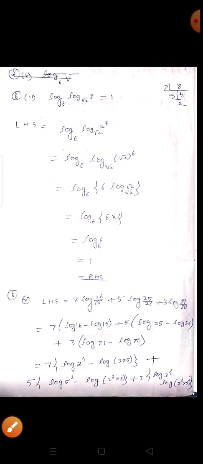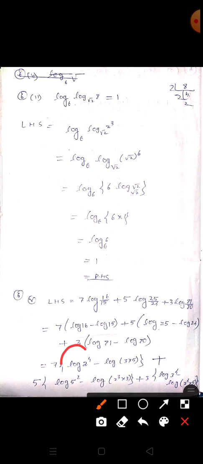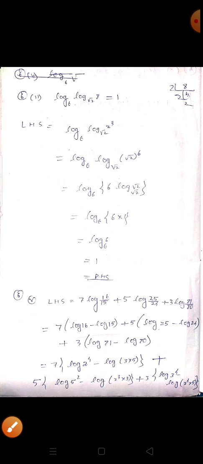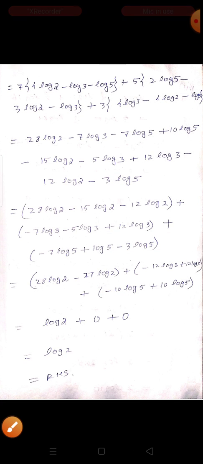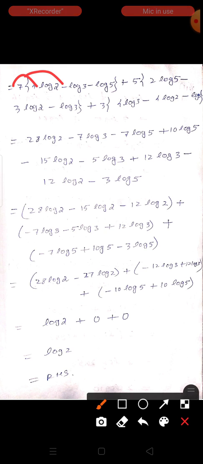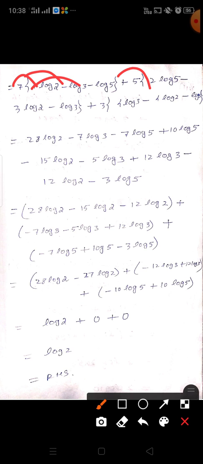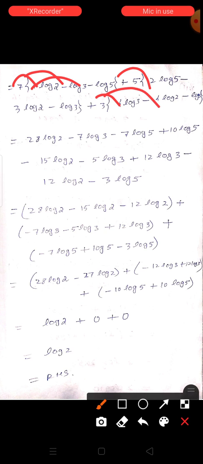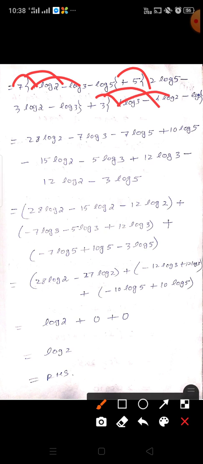Then separate them. This will become 4 log 2 minus log 3 minus log 5, plus 5 into 2 log 5 minus 3 log 2 minus log 3, plus 3 into 4 log 3 minus 4 log 2 minus log 5. Then multiply. 7 4s are 28 log 2 minus 7 log 3 minus 7 log 5. 5 2s are 10 log 5. 5 3s are 15 log 2 minus 5 log 3. Plus 3 4s are 12 log 3, minus 3 4s are 12 log 2, minus 3 log 5.